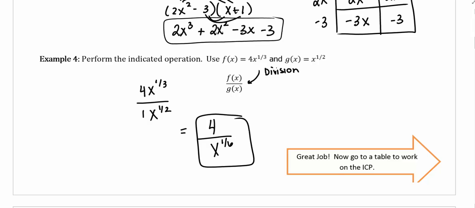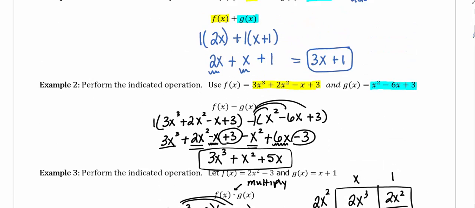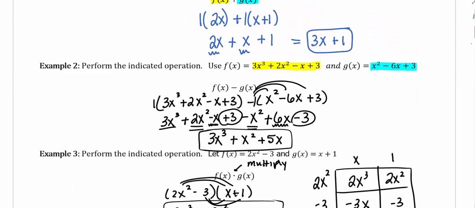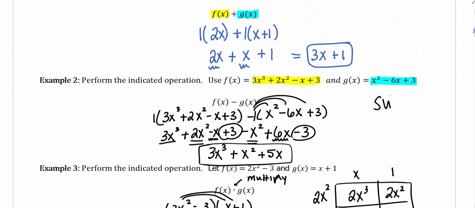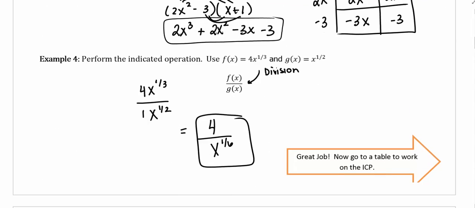So that's our video today on function operations. And you'll notice the first example was addition. The second example was subtraction. Third example, multiplication. And fourth example, division. So you have one of every example. So you guys can go ahead and work on your in-class practice.